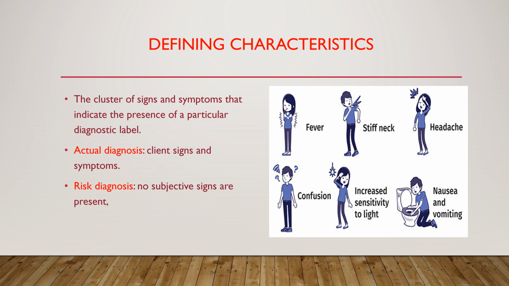But since I already explained in the previous lectures that we have five types of diagnosis, in which the first two can be the actual or the potential. The actual is one where the client's signs and symptoms are present. In case of risk or potential diagnosis, we don't have any subjective sign regarding the patient. So we cannot add defining characteristics to the problem statement of a patient having the risk diagnosis, but we can definitely add the defining characteristic part to the nursing diagnosis of a patient having the actual diagnosis.